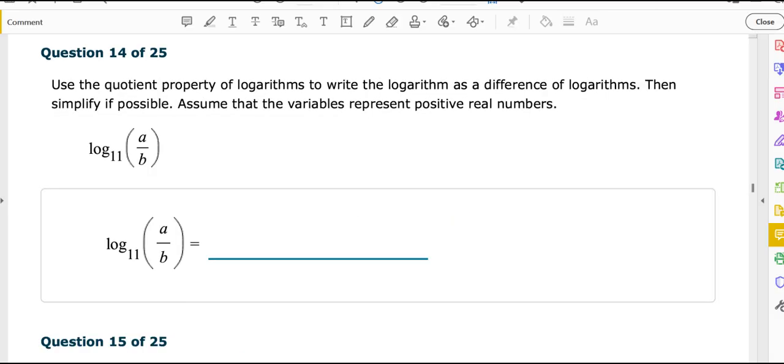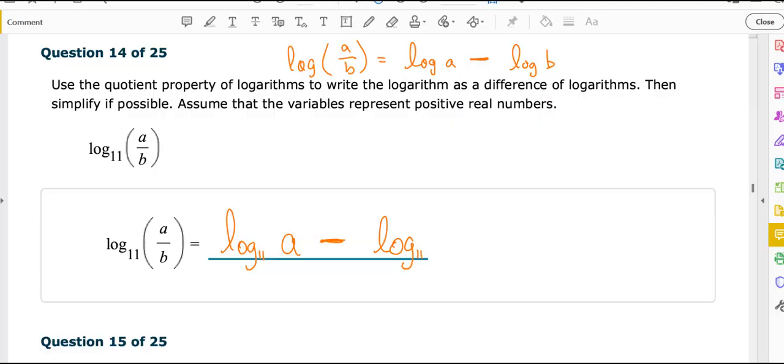Question number 14. Use the quotient property of logarithms to write the logarithm as a difference of logarithms. Then simplify if possible. Assume the variables represent positive real numbers. Okay, for this problem, you're going to have to remember that the log of a divided by b is written as the log of a minus the log of b. So in the problem they give you, all you've got to do is keep the base. So you're going to have log base 11 of a minus log base 11 of b.